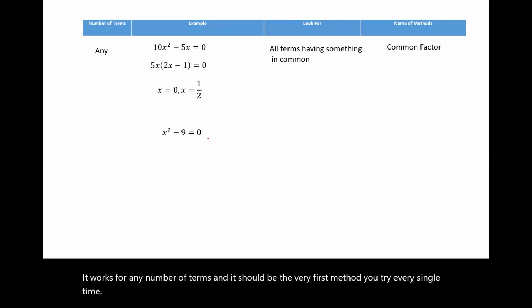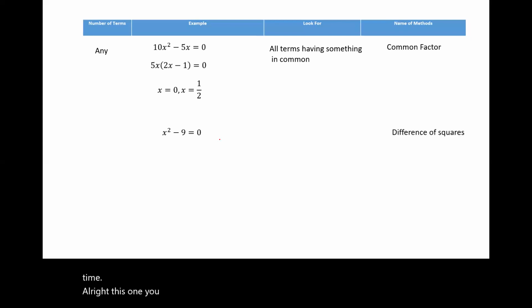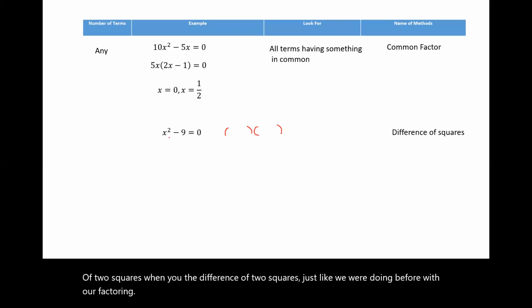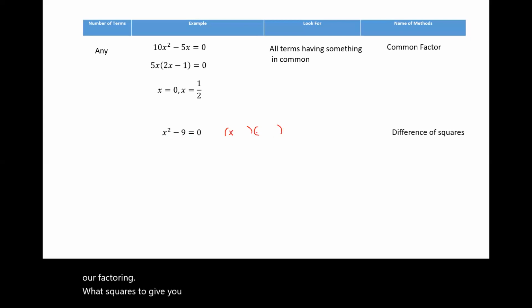All right, this one you should know how to do. It's known as the difference of two squares. When you have the difference of two squares, just like we were doing before with our factoring, what squares to give you x squared? What squares to give you 9? And then one answer will be positive and the other answer will be negative.